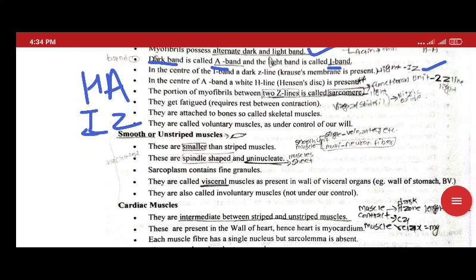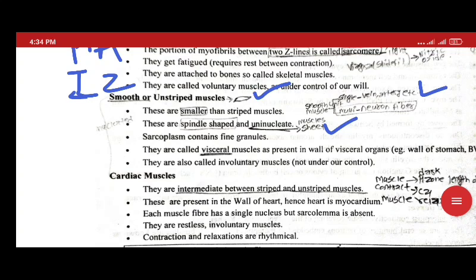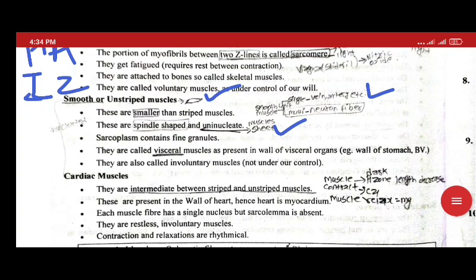Now come back to smooth muscles, or non-skeletal muscle. This is smaller, and this is in spindle shape, like this shape is a spindle shape. And this is present in vein, artery, nerve fiber, in the muscle sheath. Present in visceral type of organs, like in stomach, wall of blood vessel.